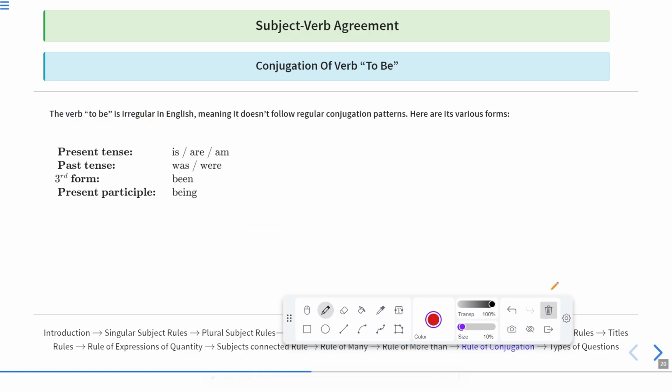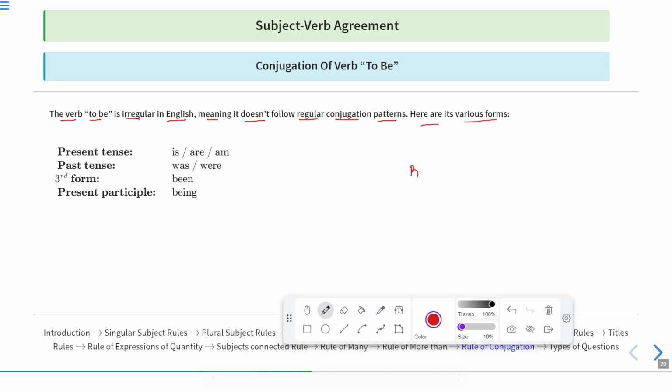Now, this is conjugation of verb to be. Now, what is to be form and what is the conjugation of to be? Let us see. The verb to be is irregular in English, meaning it does not follow regular conjugation patterns. Here are its various forms.